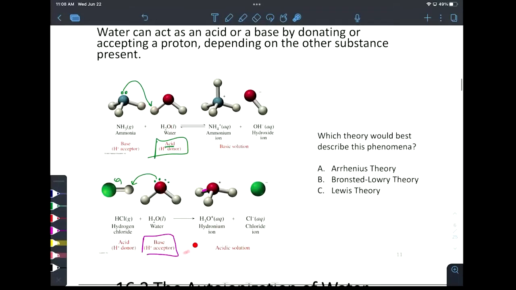So based upon this description, what theory would best describe this phenomenon? What do you think? Which one do you think?